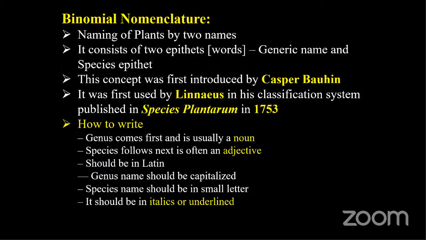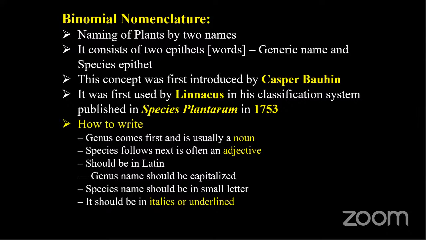Again, because of the difficulties arising from polynomial nomenclature, the next type of nomenclature arose, that is the binomial nomenclature system. Actually, it is a very simple naming system which includes only two names, that is, naming of a plant by two names: the generic name and the specific epithet. Actually, this concept was first introduced by Caspar Bauhin. It was not introduced by Linnaeus for the first time; it was introduced by Caspar Bauhin.